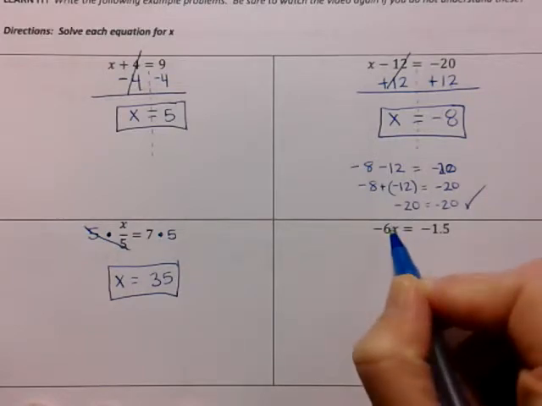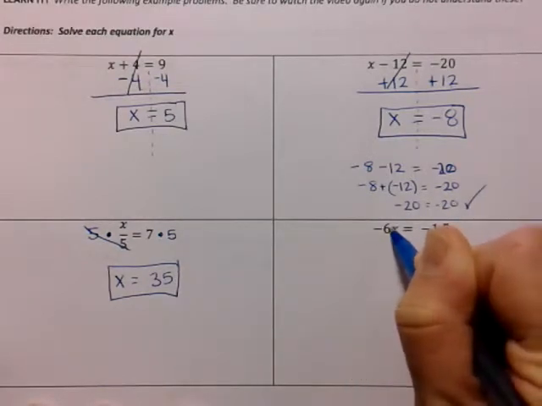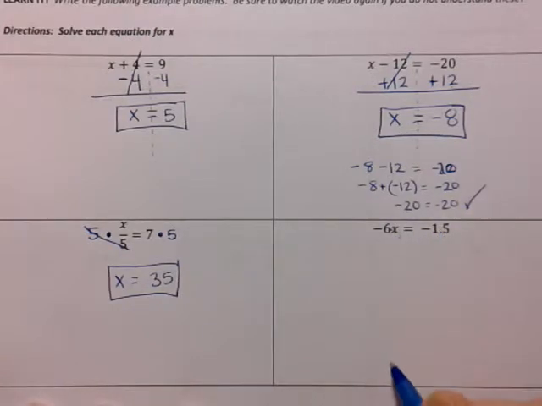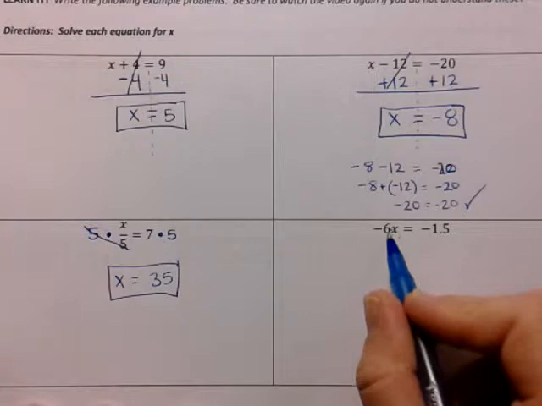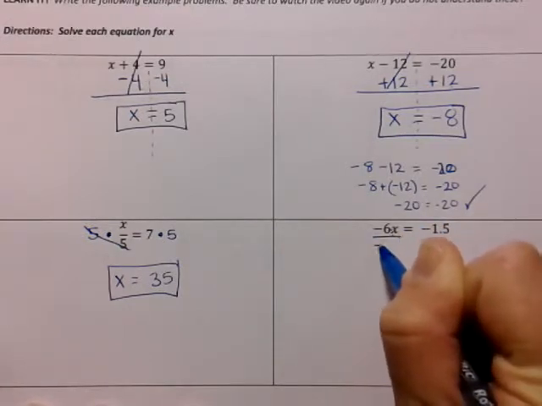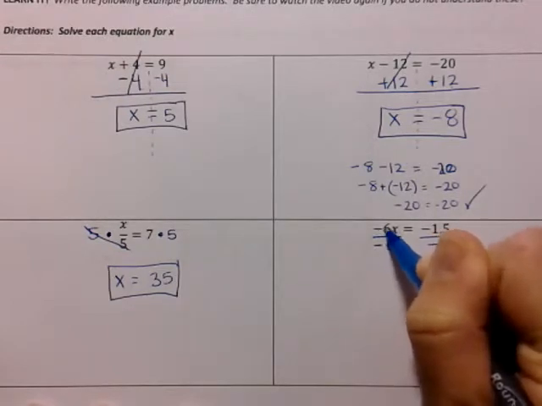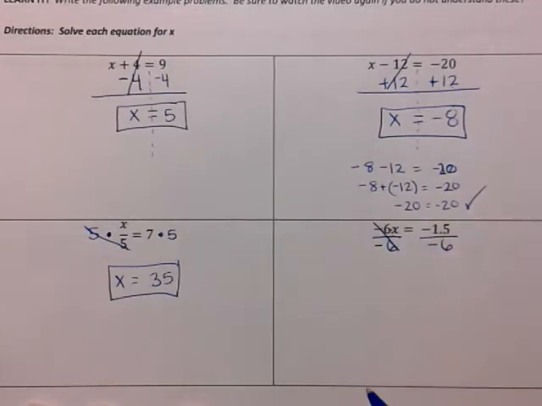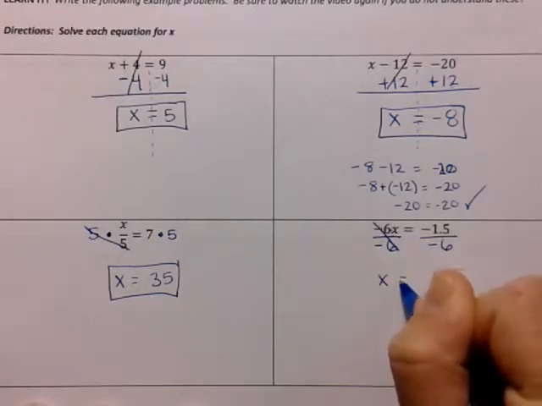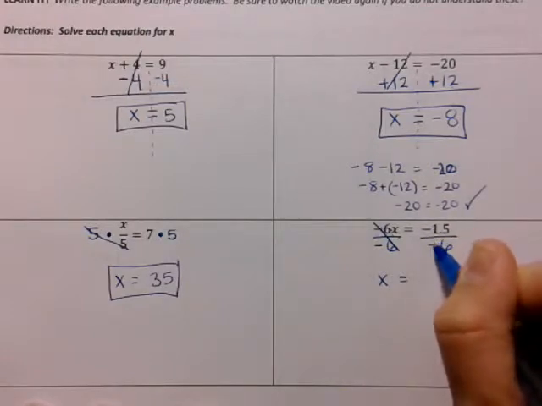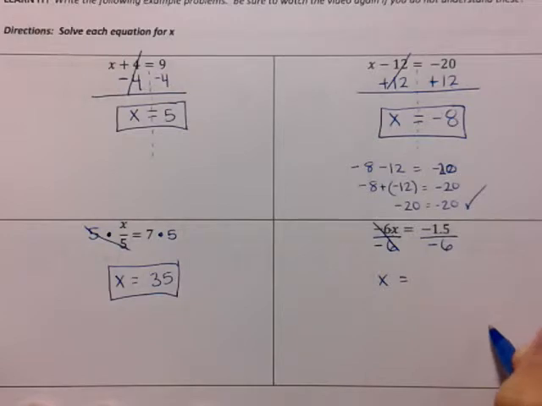This last one, I have an invisible multiplication. I have negative 6 times x, or negative 6x, equals negative 1.5. In order to undo this multiplication, I'm going to divide both sides by negative 6. These negative 6 divided by negative 6 cancels out, and I'm left with x equals. Now, in order to figure this out, I'm going to need to do a little bit of division. I'll do it over here to the side. I know a negative divided by a negative gives me a positive. So now I just need to do 1.5 divided by 6.